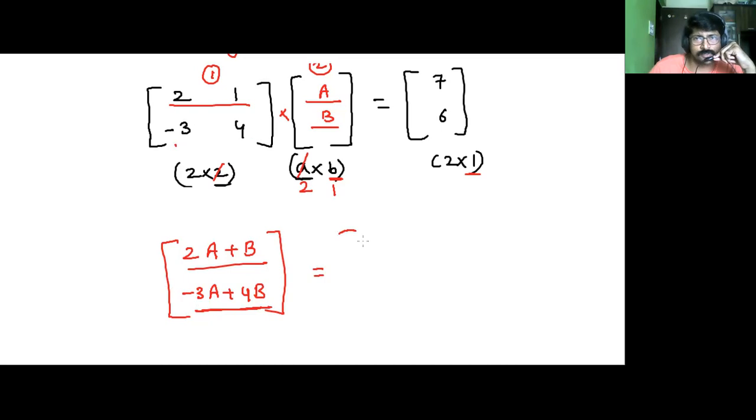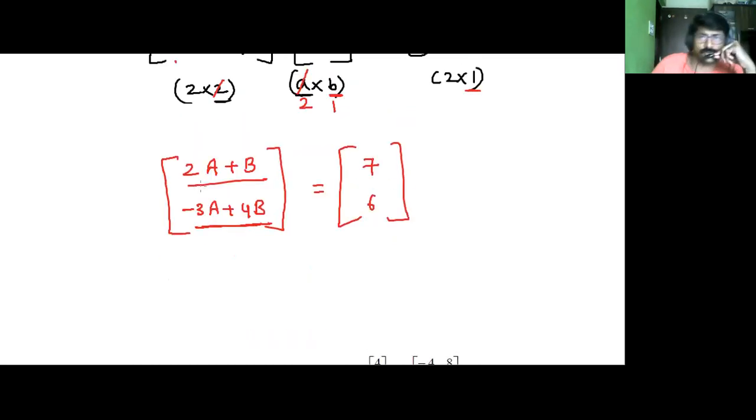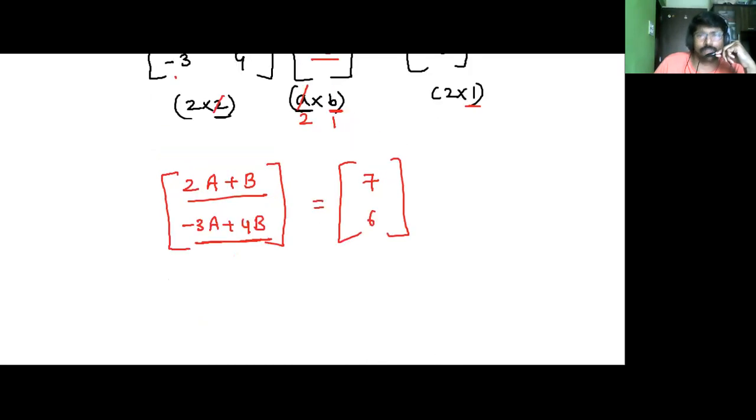Which equals 7 and 6. Now what will happen? If you use equality on the two matrices, you're going to get this AB. How are you going to get this AB? Look at this. If we compare this properly, you're going to get 2A plus B.